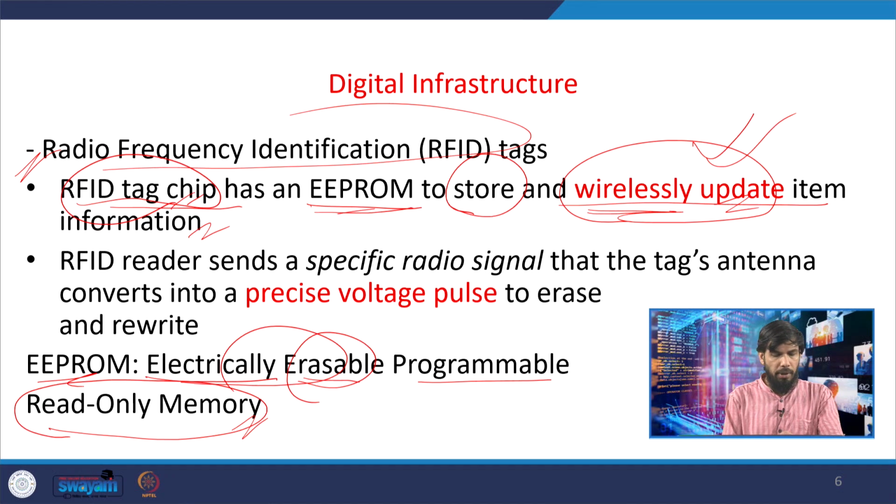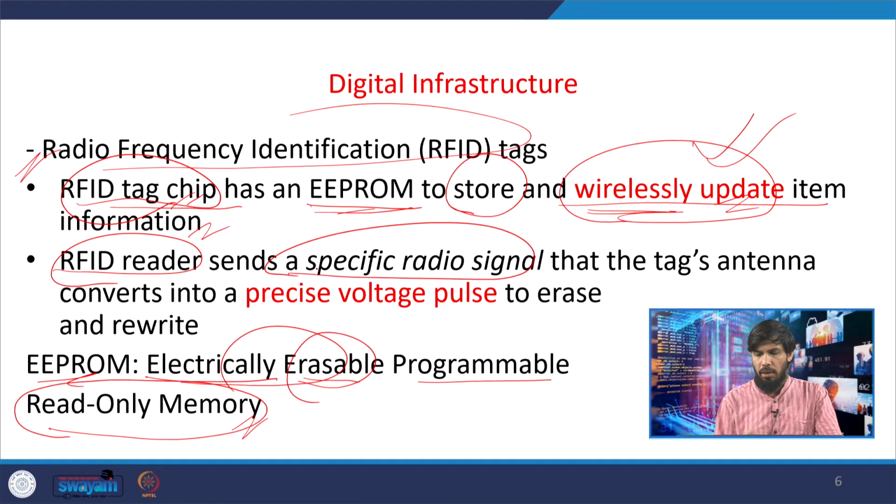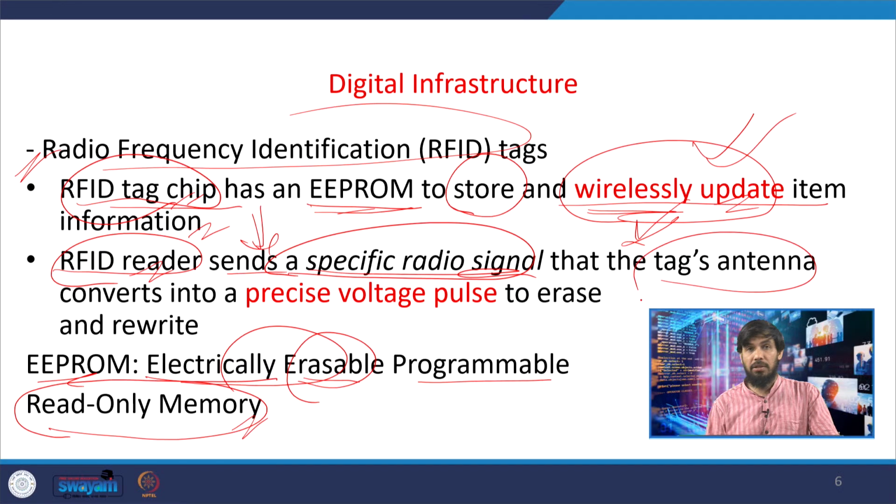RFID tag chip, right. So, how this works further: the RFID reader sends a specific radio signal, so we are talking about how this update is done. The RFID reader sends a specific radio signal that the RFID tag's antenna converts into a precise voltage pulse to erase and rewrite, right. So, through the RFID reader this process can be initiated; the radio signal goes to the RFID tag, the antenna receives it and converts it into a precise voltage pulse, and therefore that part of the EEPROM, being electrically erasable, will erase and rewrite.